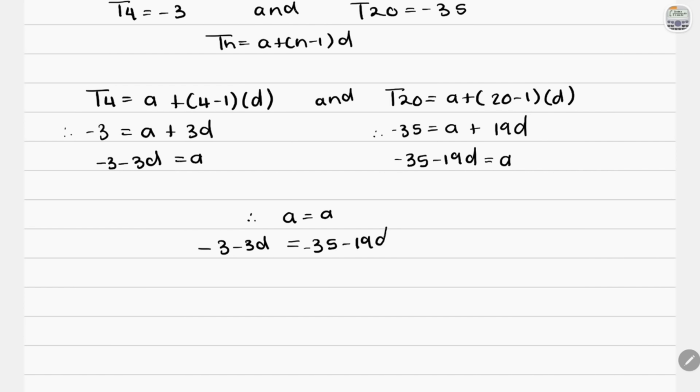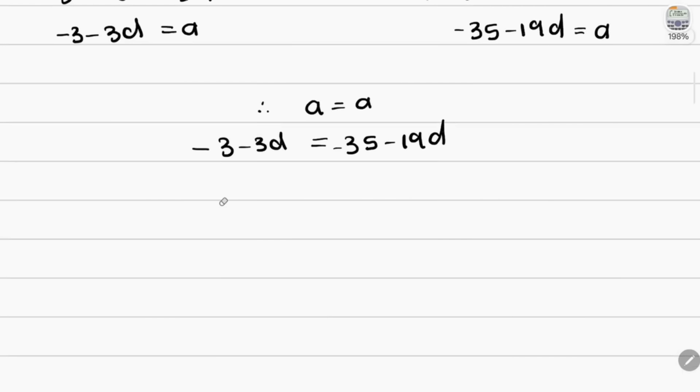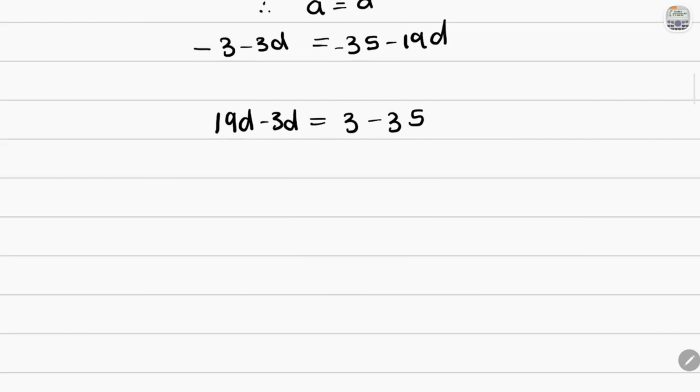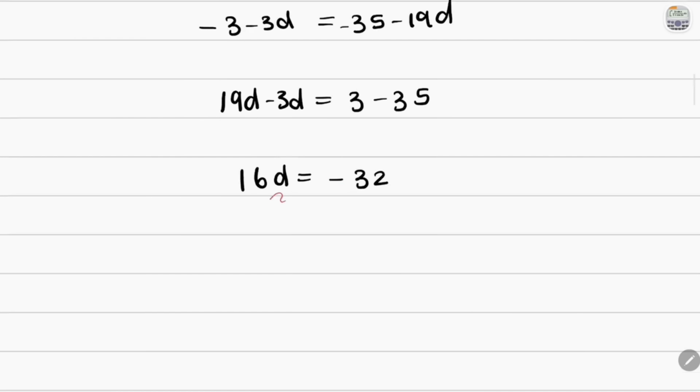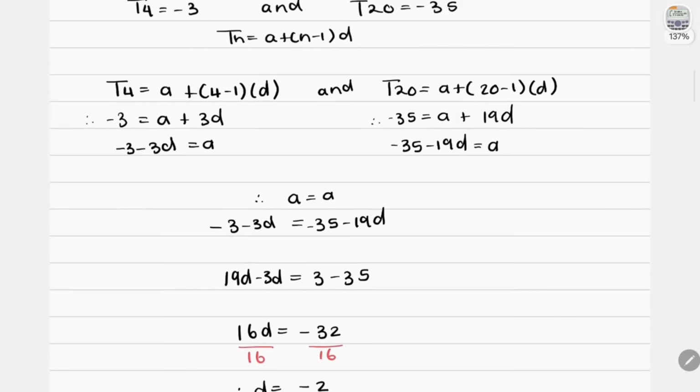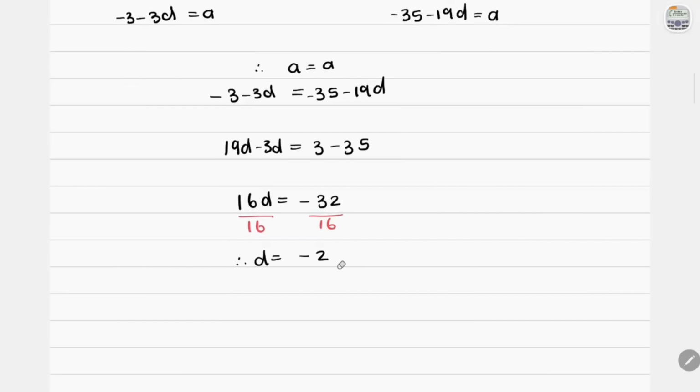-35 minus 19d. And then if you transpose it, this becomes positive. So 19d minus 3d is equal to +3 minus 35. And so here we have 16d is equal to -32, and divide both sides by 16. And we finally find out that d is equal to -2. And now we can find a. So we found d.